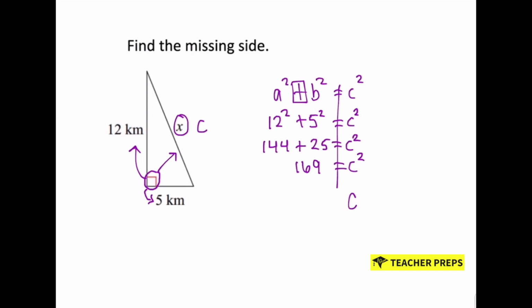We don't want to know what c squared equals, we want to know what c equals. You can eliminate the square by square rooting. But what you do to one side of the equal sign, you must do to the other to keep the balance. The square root and the square cancel, and we're left with the square root of 169. Now, if you have a calculator, you can type this in, or you could see that 169 is a perfect square. 13 times 13 gets you 169. So C is equal to 13. That means the missing side of the triangle is 13 kilometers.